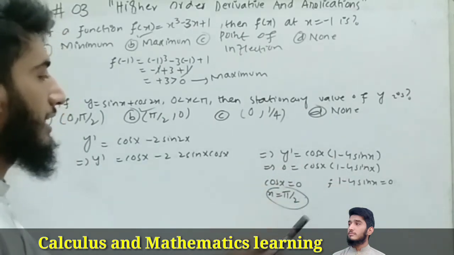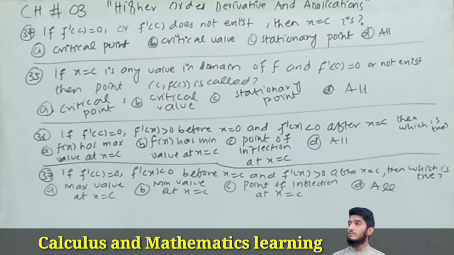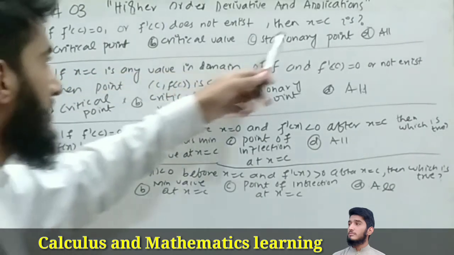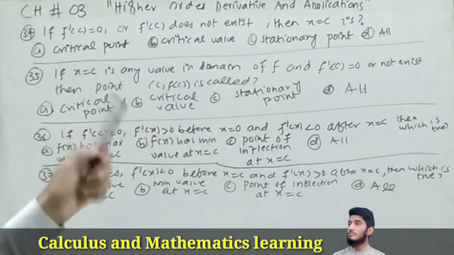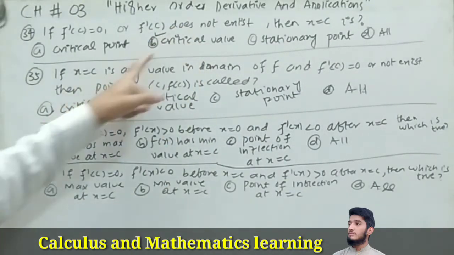Cos x is 0 when the angle is pi by 2, so the correct option is option number B. Moving to MCQ number 34: if f prime of c is equal to 0 or f prime of c does not exist, then x is equal to c will be called a critical value of the given function. So option number B is the right option.